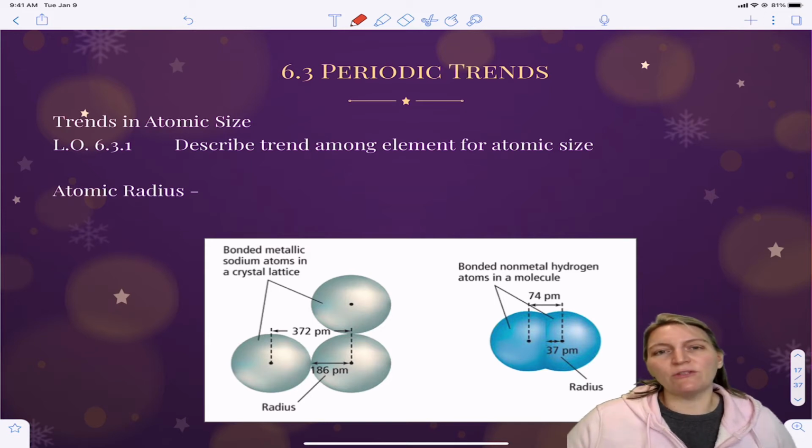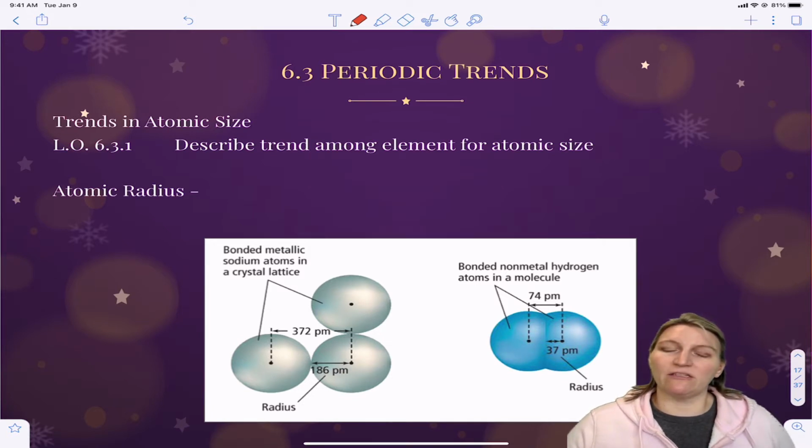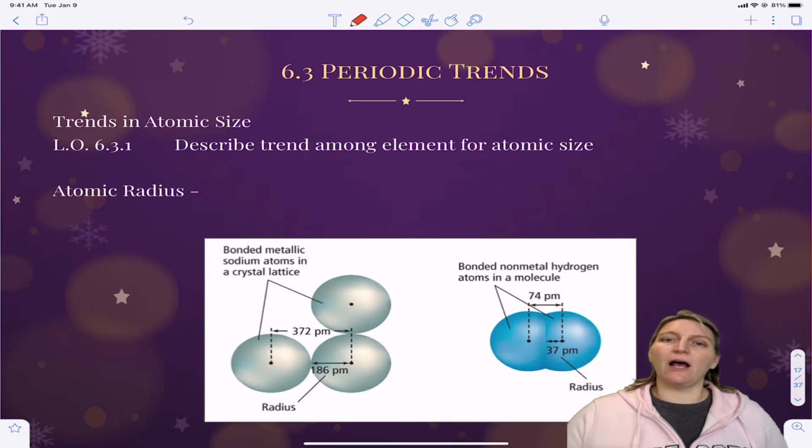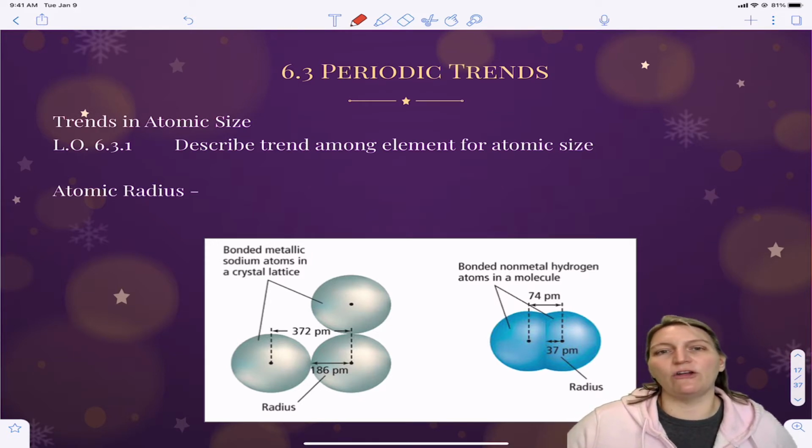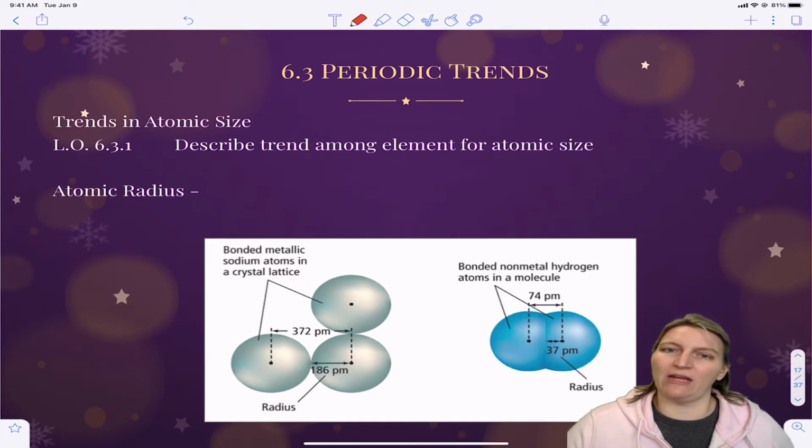Okay, so now that we've talked about the different sections of the periodic table, we're going to talk about something called the periodic trends. Those are basically properties of the elements, properties of atoms that change depending on where an atom is located on the periodic table, where an element is located.